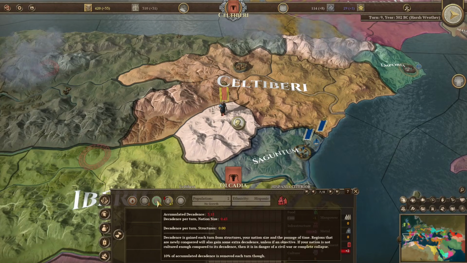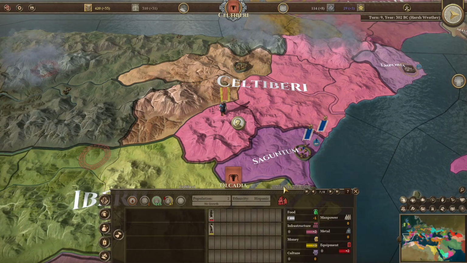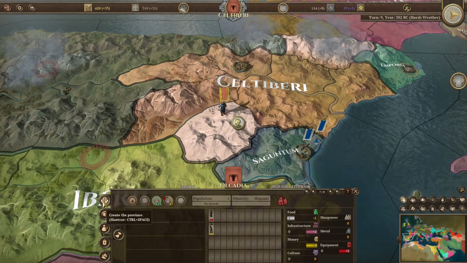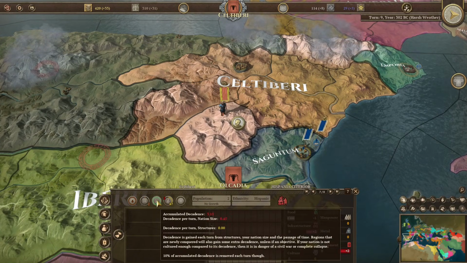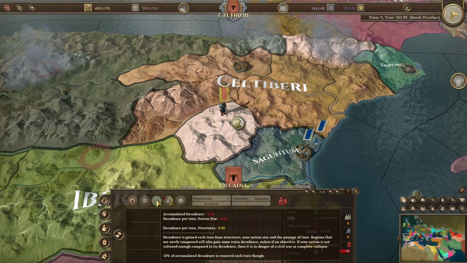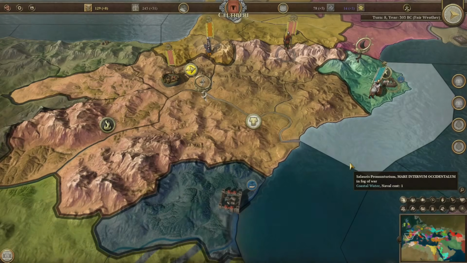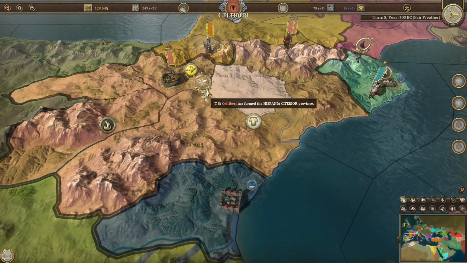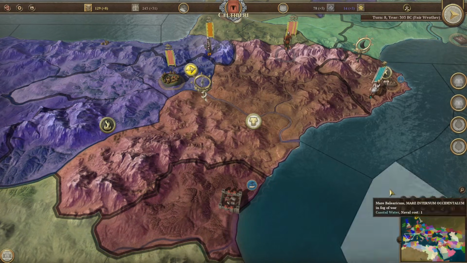We are still growing, but now I am able to form a province. Also, you will see here an icon, create the province. Please notice that currently my decadence per round is 0.45, and I will form a province and wait 1 round. Okay, we have formed a province, and you can see this nice animation. So the province has been formed. Now it belongs to us.